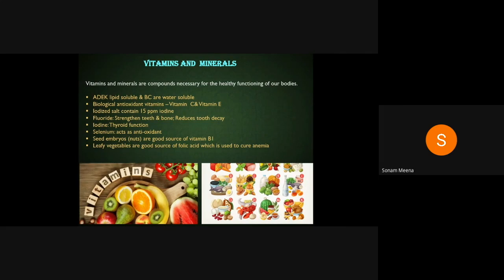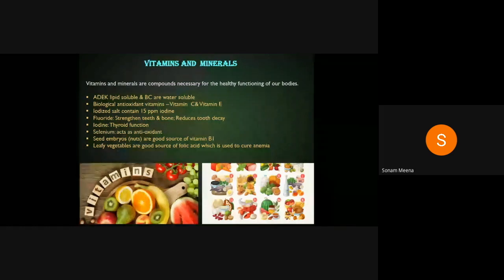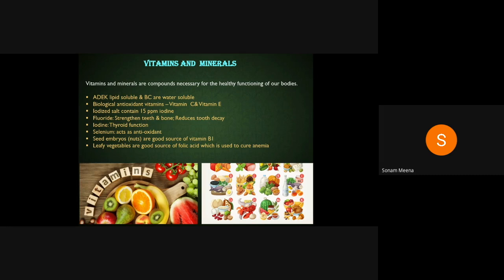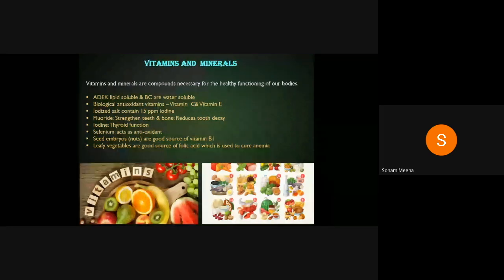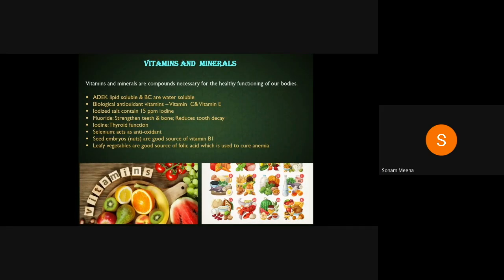Seed embryos are a good source of vitamin B1. Leafy vegetables are a good source of folic acid, which is used to cure anemia. And these are the vitamins, synonyms and deficiency disorders. So many times they have asked: vitamin A deficiency, night blindness and xerophthalmia. Vitamin B1, thiamine, and also beriberi. And vitamin B3 deficiency leads to pellagra.